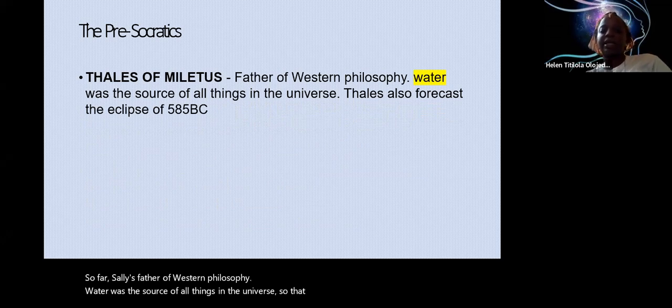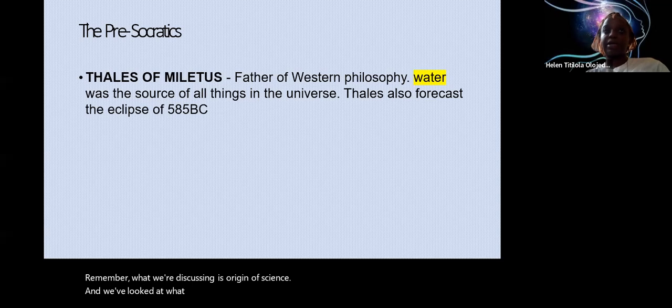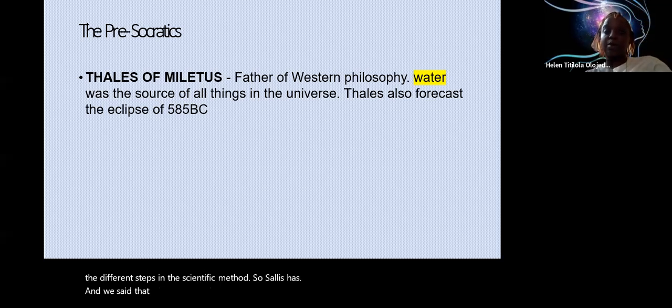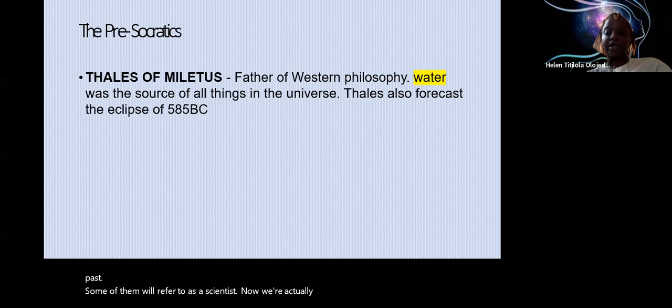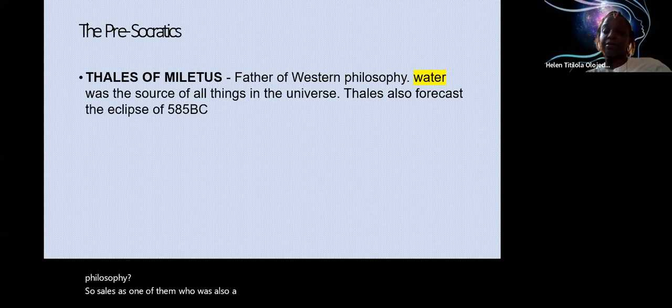Thales also forecast the eclipse of 585 BC. Remember what we're discussing is the origin of science. We've looked at what scientific methods are, and we've examined the different processes and steps in the scientific method. So Thales, and we said that science broke away from philosophy. Many philosophers of the ancient past, some of whom we now refer to as scientists, were actually philosophers, natural philosophers.